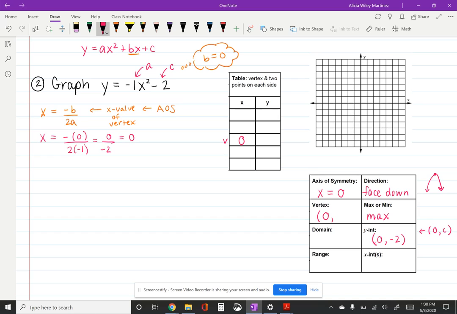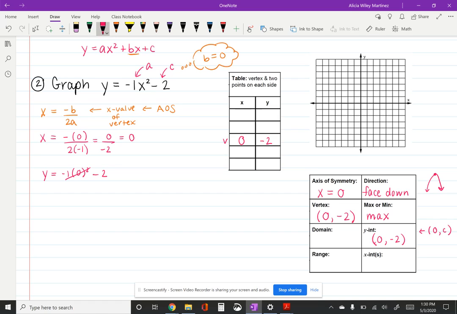Plugging in 0 for x is actually really easy. If you can do it in your head, that's great. If not, then go ahead and plug it in. Plugging it in would look like this. When you plug in 0, 0 squared gives you 0. 0 times -1 gives you 0. It cancels that term out, leaving you with a y value of -2. Therefore, my vertex is the point 0, -2.